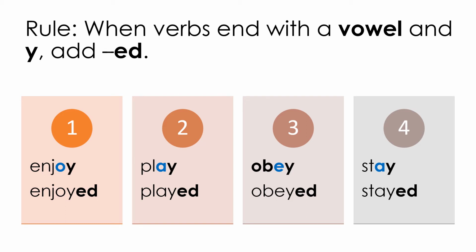The word play ends with a vowel a and a y. So play will be added with ed to form its past tense. Play in the present tense, played in the past tense. Obey ends with an e and a y. Add ed to form its past tense. Obey in the present tense, obeyed in the past tense. The same as stay, it becomes stayed.